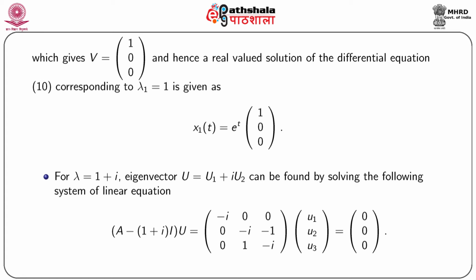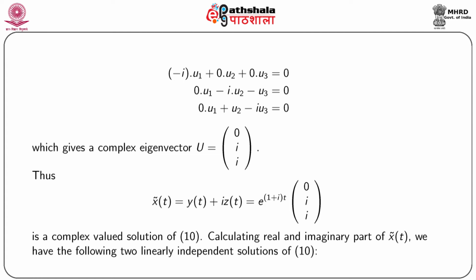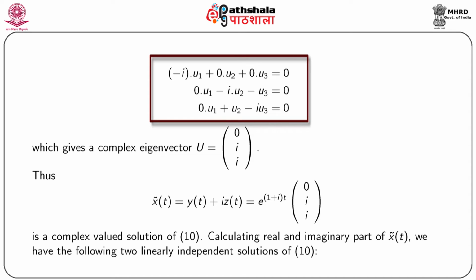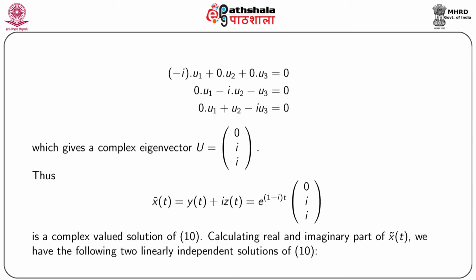If we simplify this, we will get three equations of the form: minus i into u1 plus 0 dot u2 plus 0 dot u3 equal to 0; 0 into u1 minus i into u2 minus u3 equal to 0; 0 into u1 plus u2 minus i u3 equal to 0. Now you have to choose the values of u1, u2, u3 in such a manner that you get a non-zero vector in the form capital U. In this case, we have taken that to be (0, i, 1).